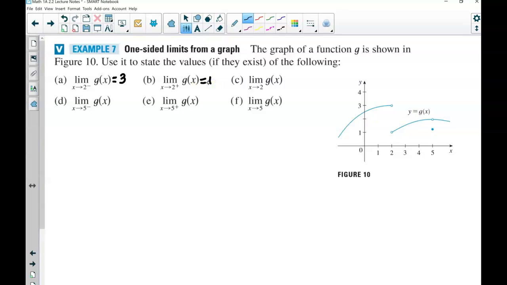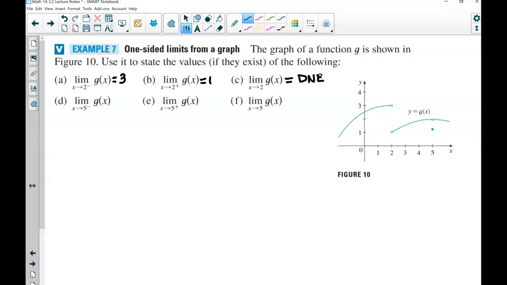Okay, so now, the limit as x is approaching 2 of the function g of x. Now, because these two limits do not equal the same number, we would say that this limit does not exist, from our previous definition.